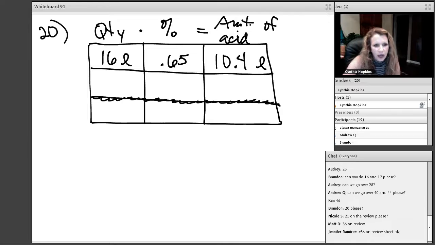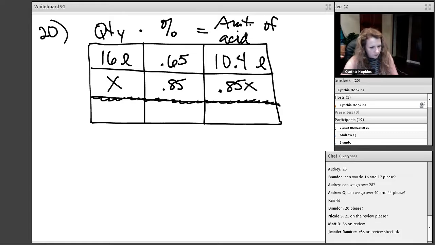So how much, I don't know, I'm going to call it X for quantity. How much of an 85% solution, so I'm going to write 0.85. And then again, I have two boxes in my row, so I'm going to multiply them together to get the actual amount of acid, 0.85x. Then it says we're trying to make a mixture that is 70% acid. So they told me the concentration of the mixture. What they didn't tell me is how much of the mixture I have.